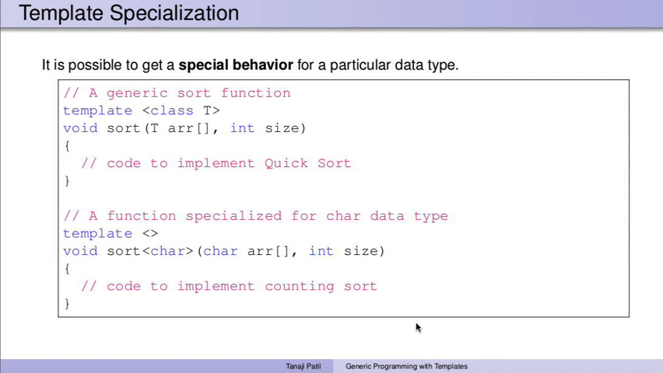Now let us see what template specialization is. Though templates are used for generic programming, sometimes we need special behavior for a particular data type, and this is called template specialization. For example, if we want to implement counting sort for data type character and quick sort for the rest of the data types, then as shown here, we write a generic template. This one is a generic sort function used by all the data types except character. The generic sort function is written with type T, and a separate function for character is written there.